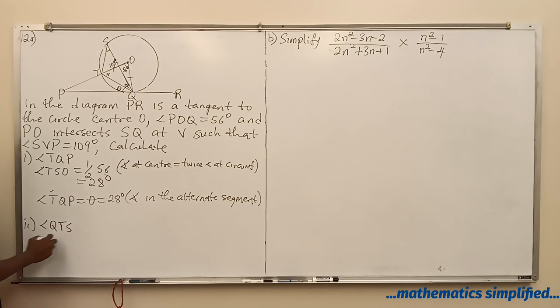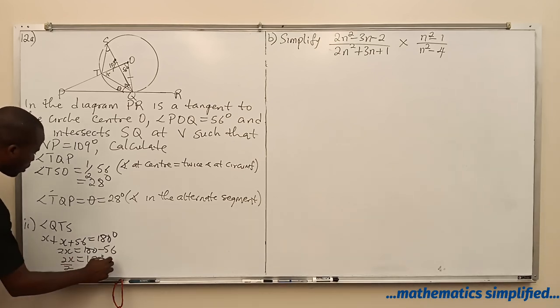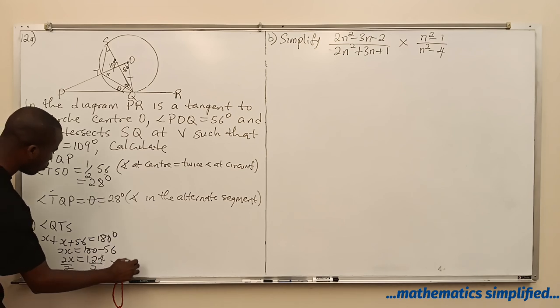So, X plus X plus 56 equals 180, sum of angles in a triangle. So 2X equals 180 minus 56. 180 minus 56 is 124, divided by 2, so that X is 62 degrees.